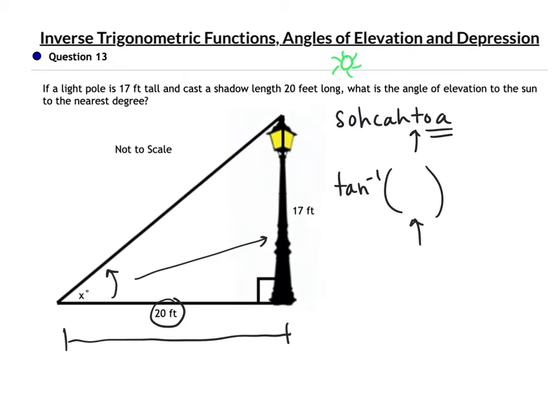Remember, normally we're going to put an angle there if it's the tangent of an angle or the sine of an angle or the cosine of an angle. But because it's the inverse, we plug a ratio in. 17 over 20, opposite over adjacent. Plug that into Desmos, and that will give you X. Looks like we get about 40.3 feet.